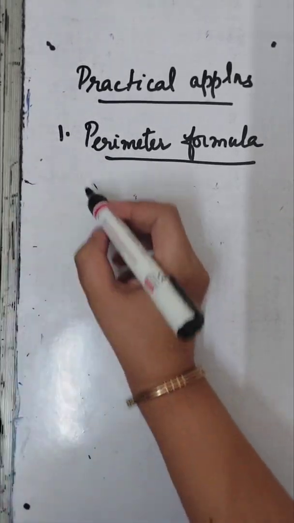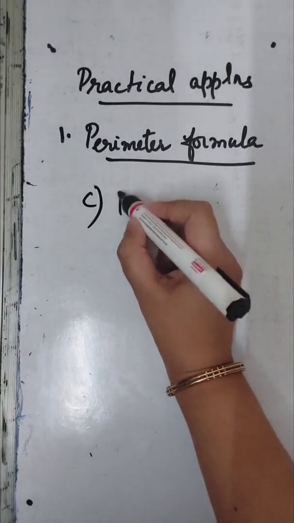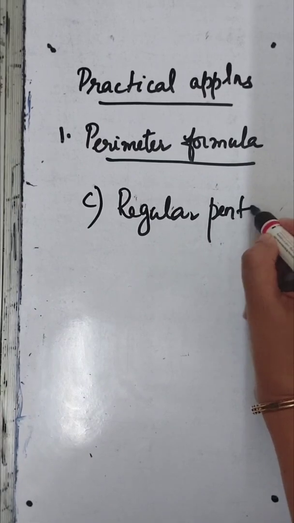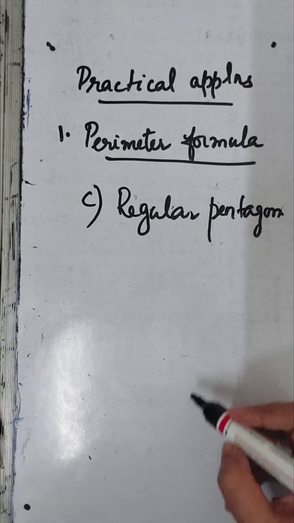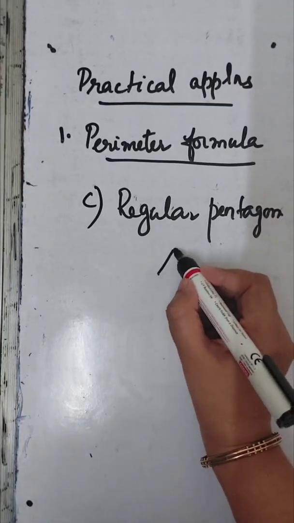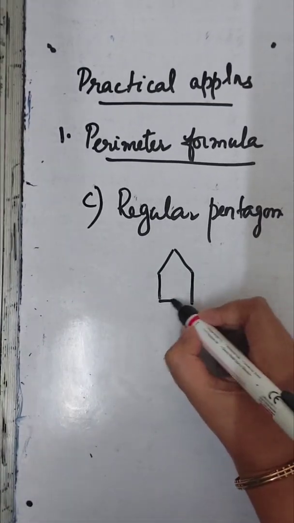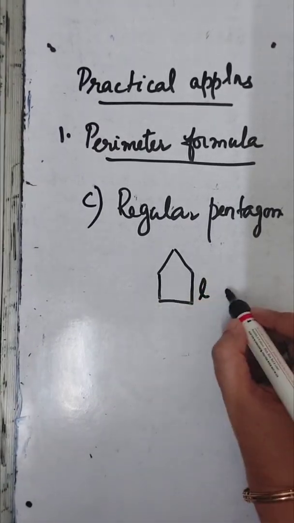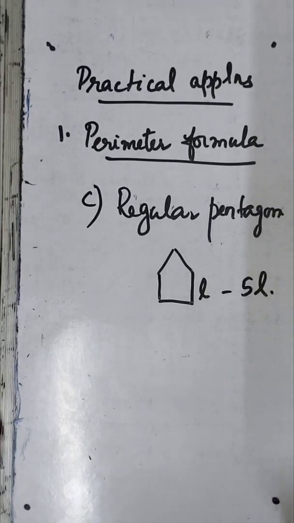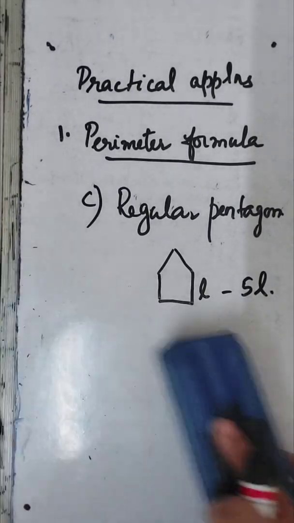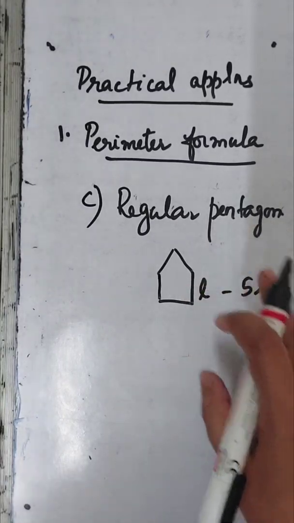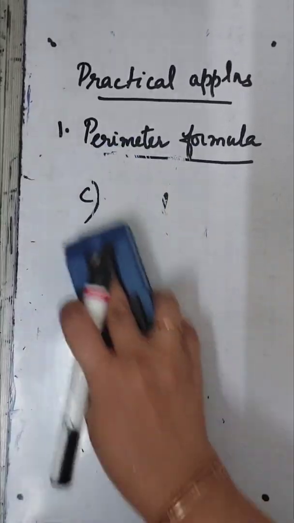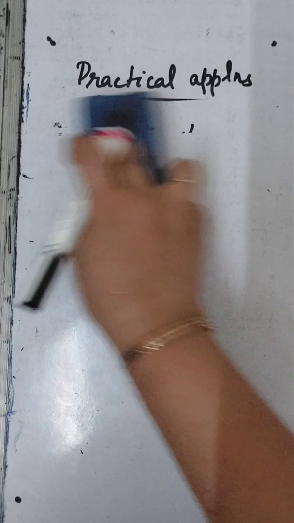now the third example is a regular pentagon. Okay, so a regular pentagon will have 5 sides, 5 equal sides. So if L is the length of one side, we can see that the perimeter is 5L, right? So these are the three cases where perimeters can be expressed in the form of algebraic expressions. Okay, now the next one is the area formula.